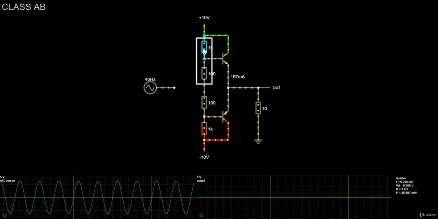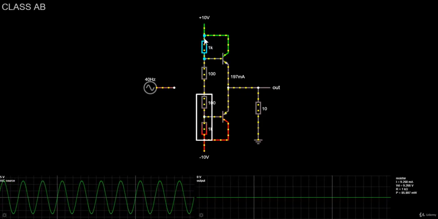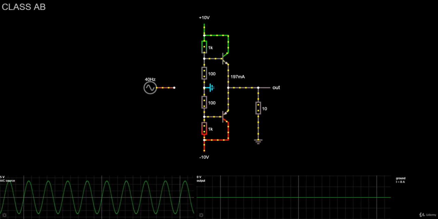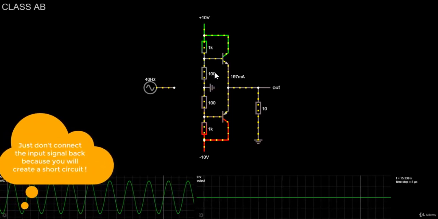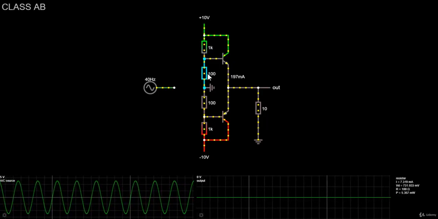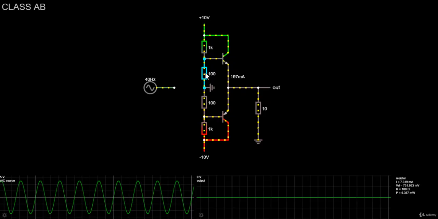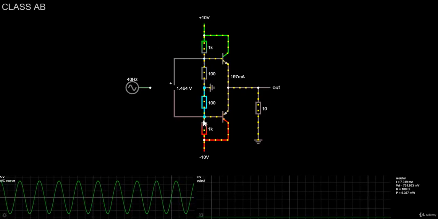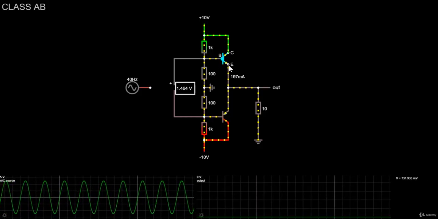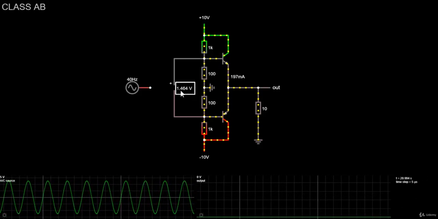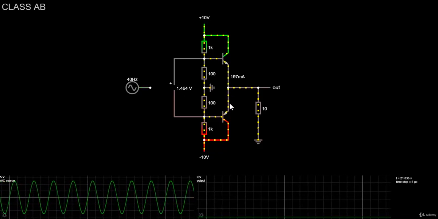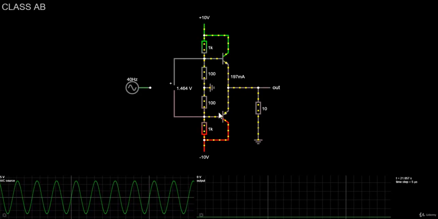Since the upper voltage divider is the same as the bottom voltage divider, the voltage in the middle is 0. So we can even connect the ground here because it won't change anything. The resistor values are chosen such that this resistance is equal to this one, and also these two resistances must be equal. When properly designed, the voltage between the two bases would be equal to 2 times base emitter voltage. This voltage drop will bring both transistors above the cutoff state. They will therefore both conduct simultaneously a portion of the input signal.